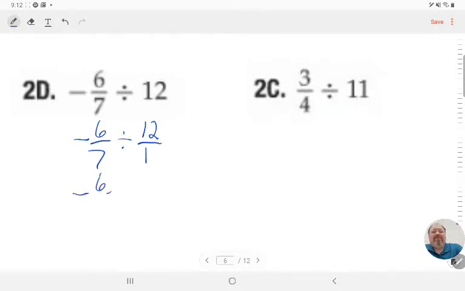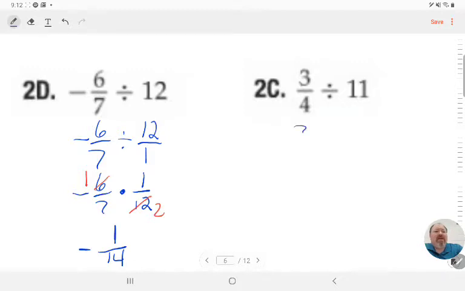So now we have -6/7, change to multiplication, use the reciprocal, and now try to simplify anything that I can simplify. So the 6 will go into 6 1 time, and 6 will go into 12 2 times. And so that will end up giving us 1 times 1 is 1, and 7 times 2 is 14. One's negative, one's positive, so the answer is -1/14.